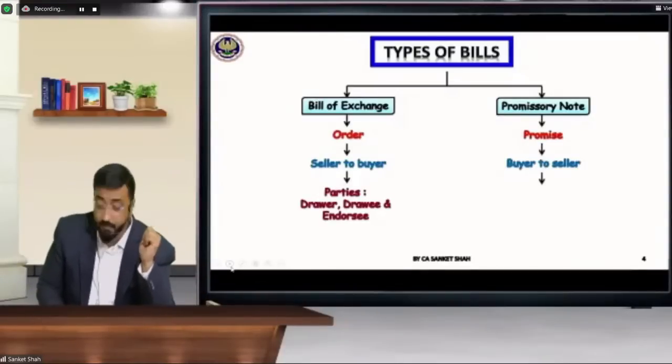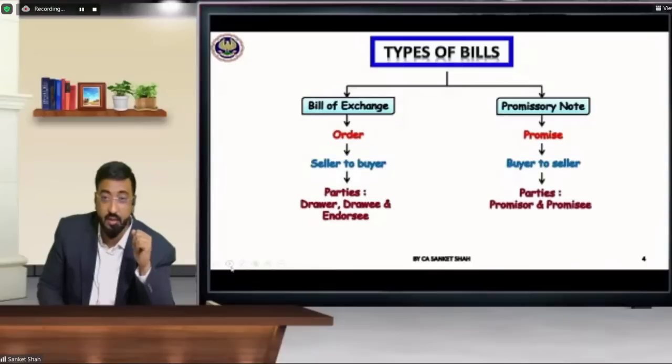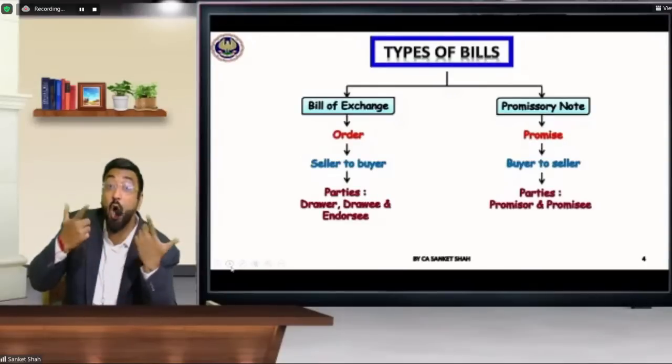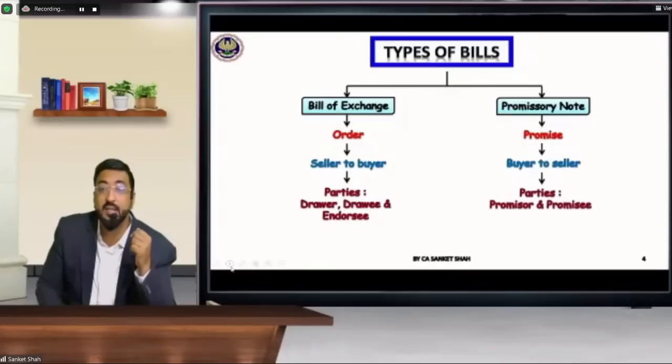So buyer is a promisor. Now here promisor means who is promising. Who promises? Buyer is promising. Buyer promises and seller is getting the promise. So seller is a promisee. Okay, so यहाँ पे उल्टा है. Buyer is a promisor and promisee is a seller. Okay, चलो, so you got this.